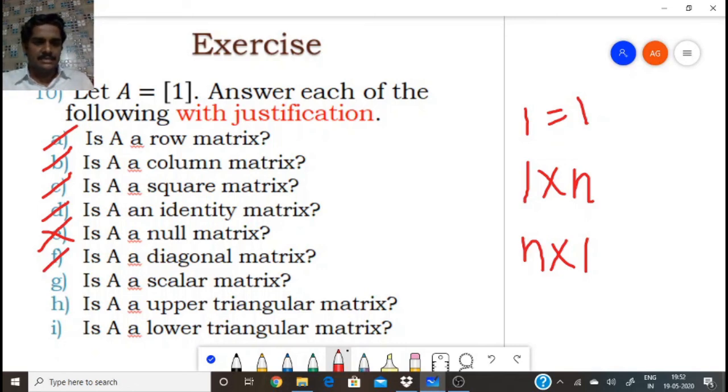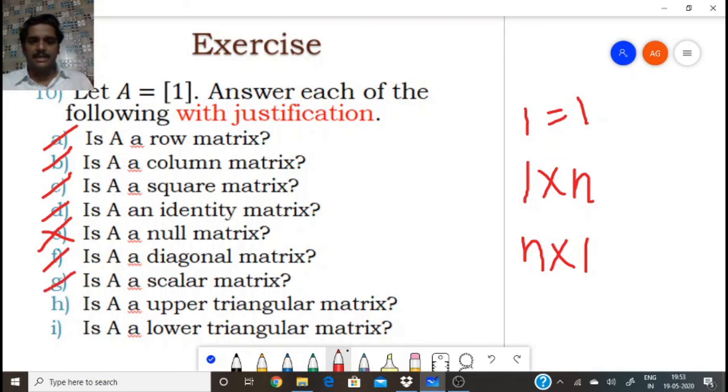What next? Is A a scalar matrix? What was a scalar matrix? A scalar matrix is nothing but a square matrix in which diagonal entries are the same and non-diagonal entries are 0. We don't have non-diagonal entries, so we need not worry about 0. We have only one diagonal entry and that is 1. So again, definition satisfied. So that's a scalar matrix.